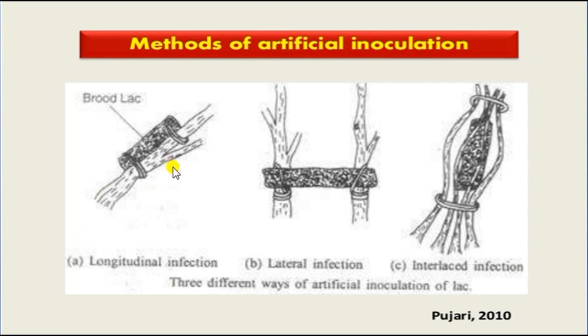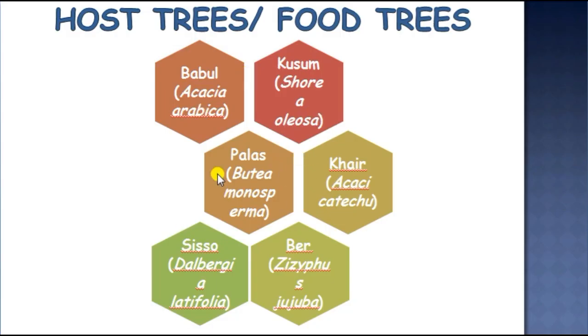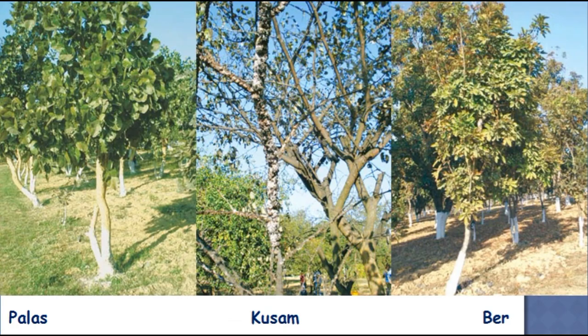Coming to the host trees of the lac insect, or the food trees for the lac insect, there are six major trees that are involved in the food for the lac insect. They are babul, kusum, palas, kair, ber and siso. Based on the feeding habit of the lac insect only, the strains are classified. These are all the host trees we are talking about: palas, kusum and ber.